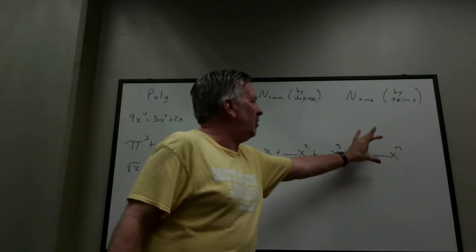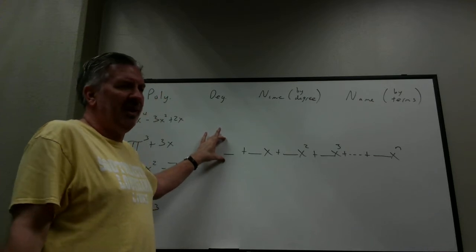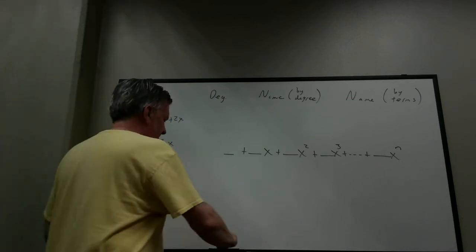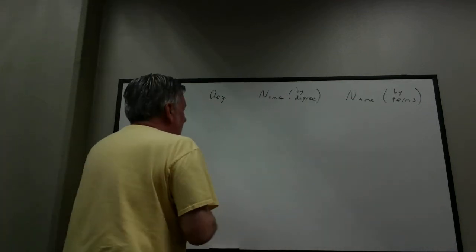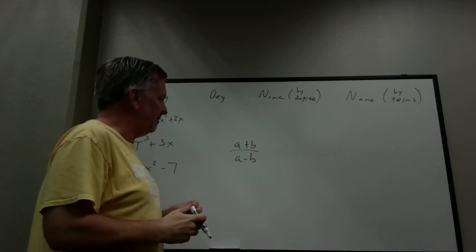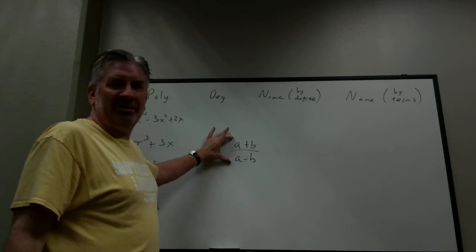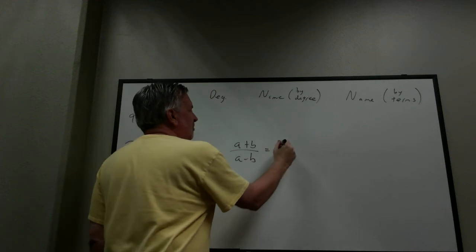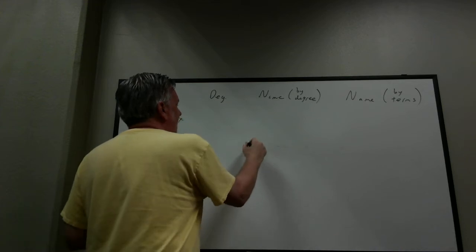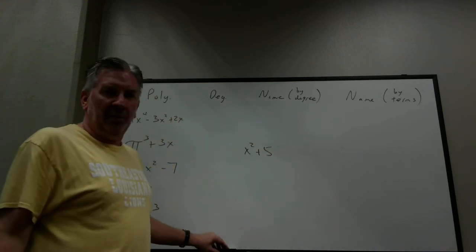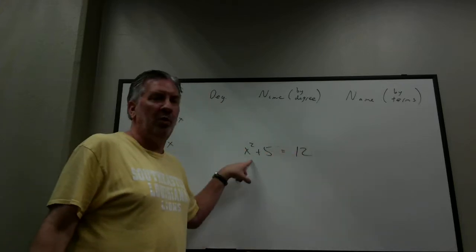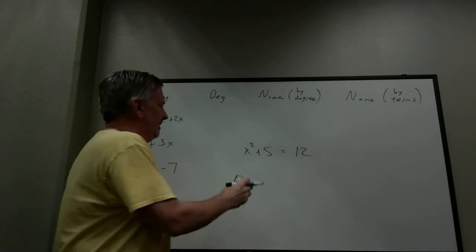Now I want you to know, it's not just polynomials that are expressions. I put it in the notes here: note the difference between an expression and an equation. So for example, if I had a plus b over a minus b, that's not a polynomial, plus I have two variables. That's an expression. Okay? If you set it equal to 7, now it's an equation. So let me go back to what I had before. If I had x squared plus 5, that's a polynomial. That's an expression. If I set this equal to something, now it's a polynomial equation.